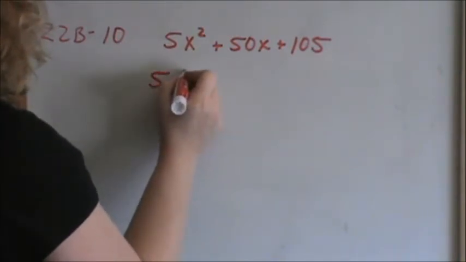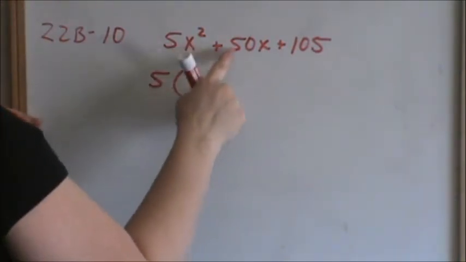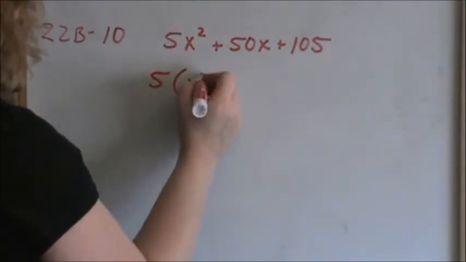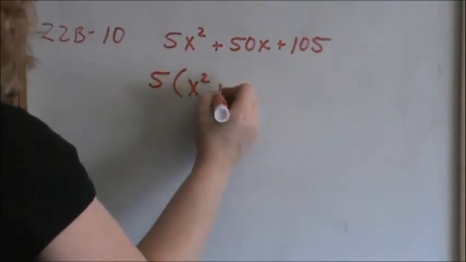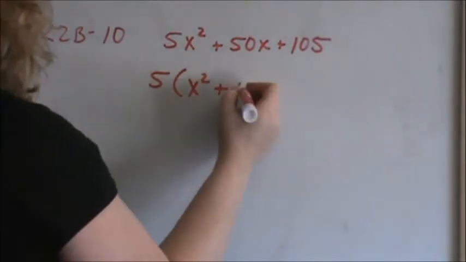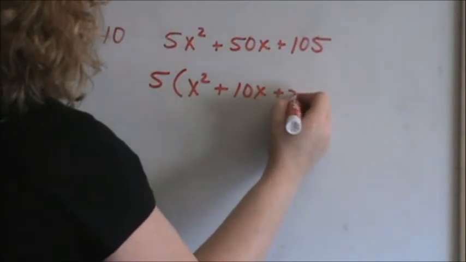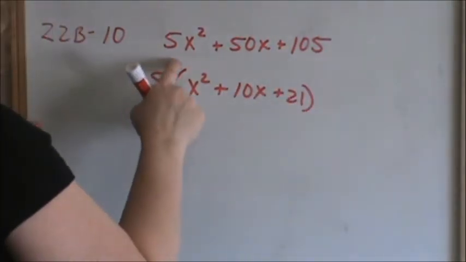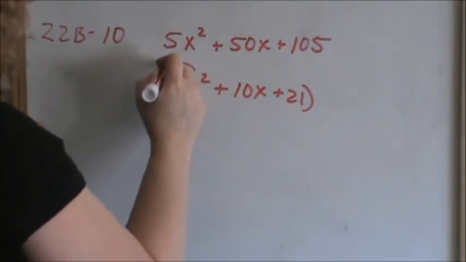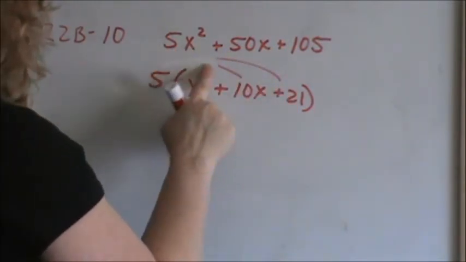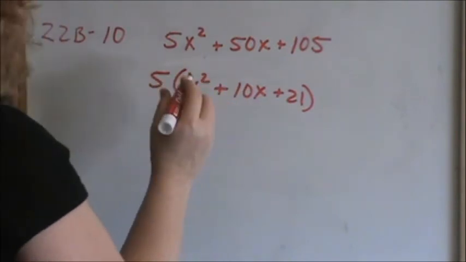I pull my 5 out in front. I divide each term by 5 and write what's left. Dividing this by 5 leaves me an x squared. Dividing this by 5 leaves me 10x. Dividing this by 5 leaves me 21. If I go back and distribute this, I should get this original trinomial, and I do. So that means I factored that out right.